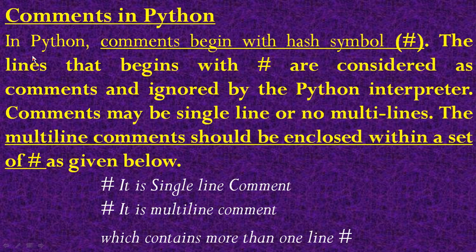Comments in Python. In Python, comments begin with the hash symbol. The lines that begin with the hash are considered as comments and ignored by the Python interpreter. Comments may be single line or multi-line. The multi-line comments should be enclosed within a set of hash as given below. Here this is the single line comment statement. The hash symbol is prefixed in front of the comment. Here this is the multi-line comment statement. This is enclosed with the two hash symbols.